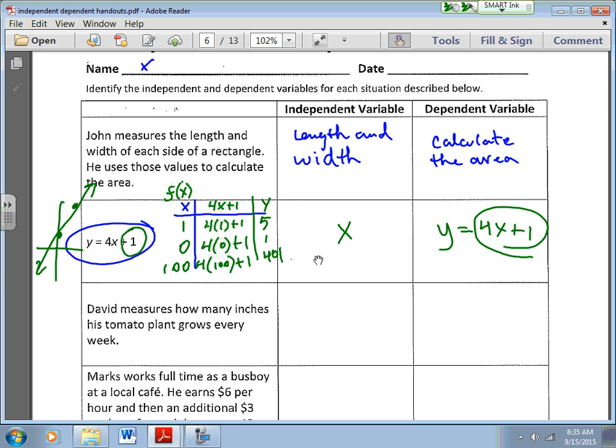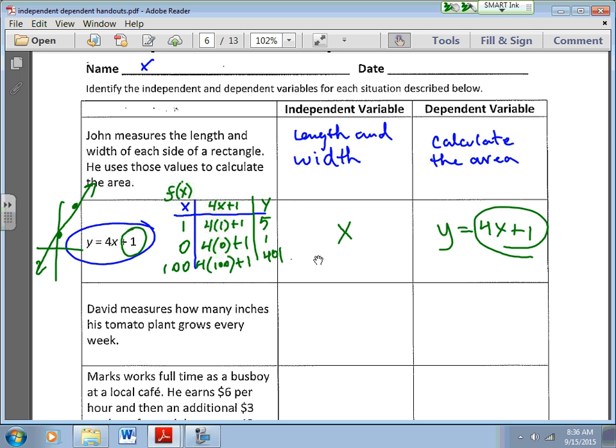Domain is all real numbers because I could have used a big negative number. It's just way to the left of it. It does have a y value that goes with it. All I got to do is plug it in here to get that. Domain would be all real numbers, and the range would be, what do you think?